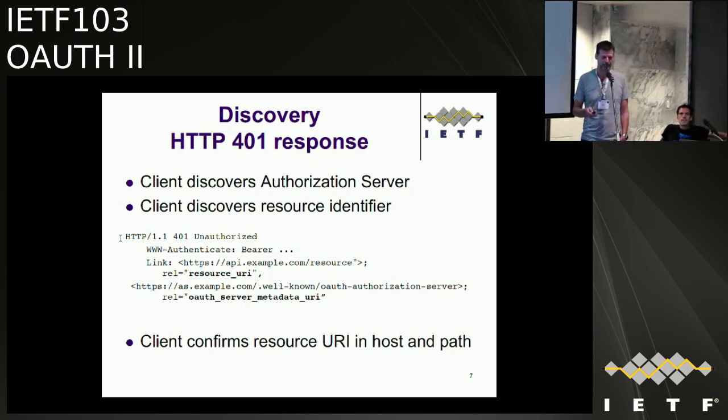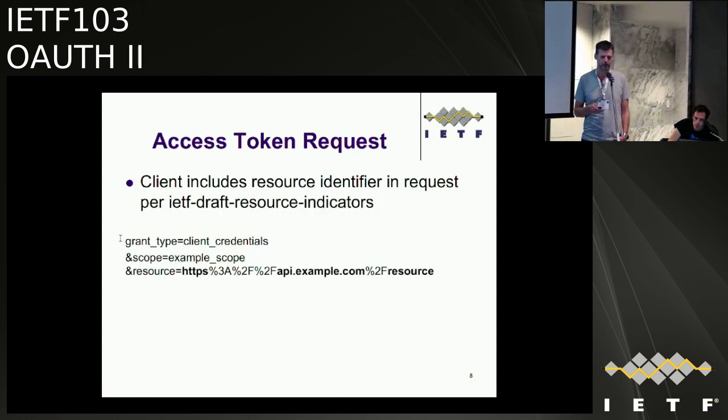Open to naming that. And then the client confirms that the resource parameter it got back matches essentially the path and host that it used. And then when it goes to ask for an access token, it includes the resource identifier per the resource indicator working group document that Brian talked about earlier.